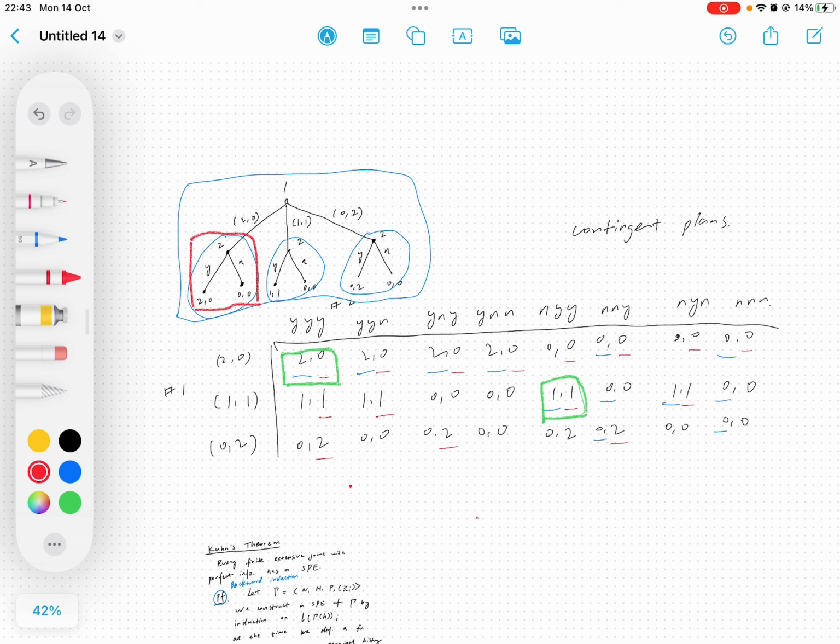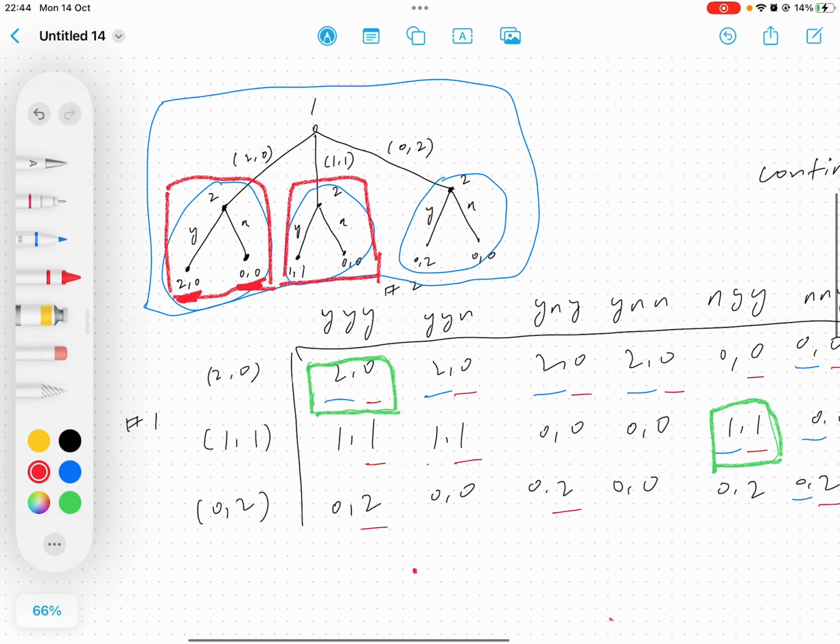Since player 2 is going to move here, player 2 would choose either Y or N. It makes no difference, right? So those two outcomes are both possible here. Now we go to this subgame here. Since this 1 is strictly greater than 0, for this subgame, player 2 must choose this Y, right?